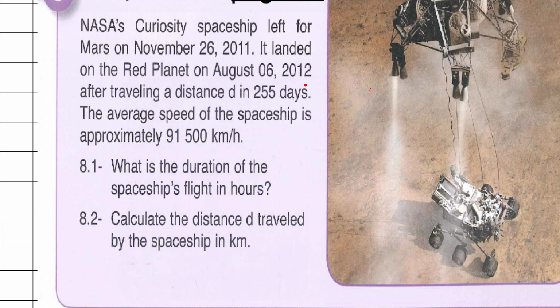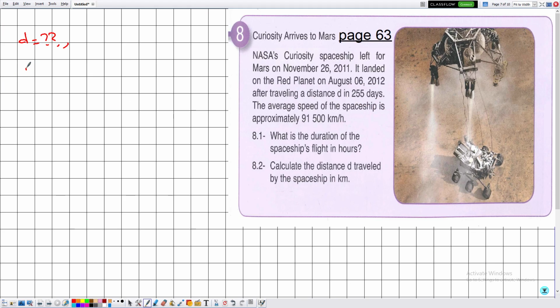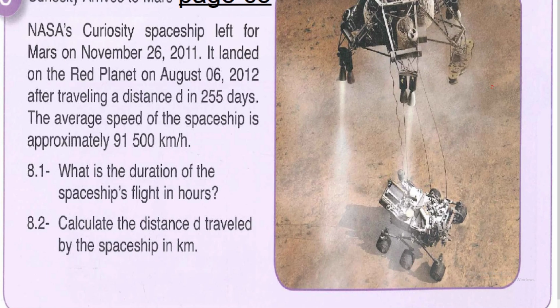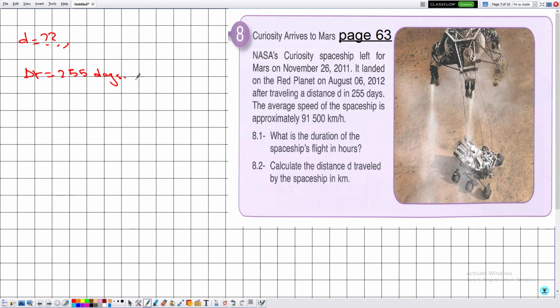So what does this quantity represent? We know that days is a measure of time. Does it represent an instant or a duration? Since here we have only one value of time, it represents the duration delta t, which is equal to 255 days. Now the average speed of the spaceship is approximately 91,500 kilometers per hour.